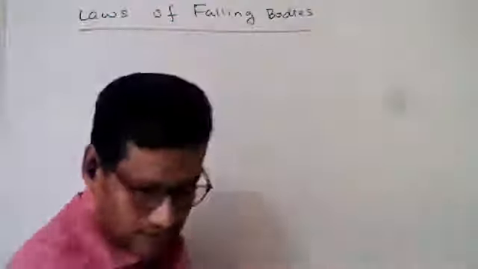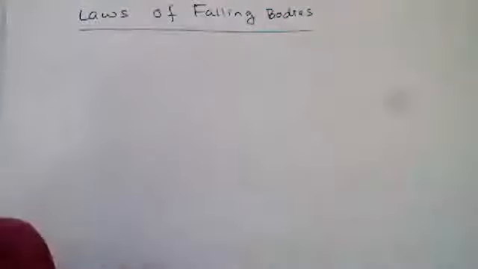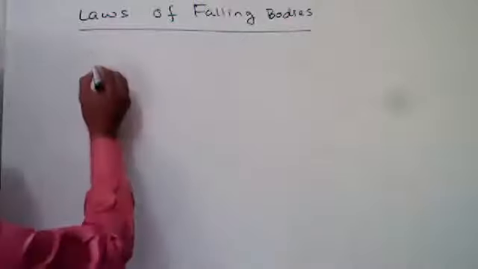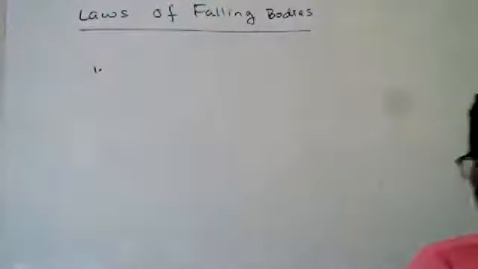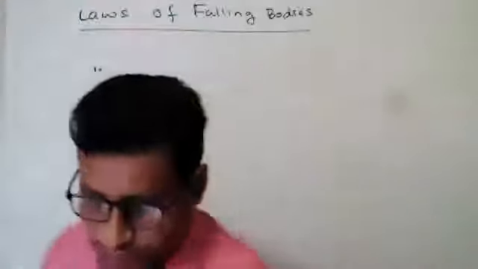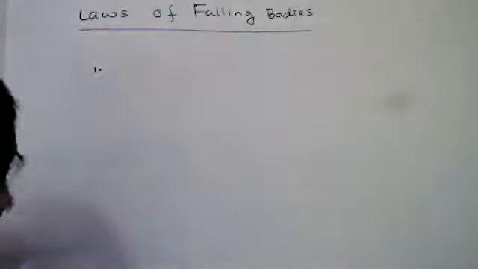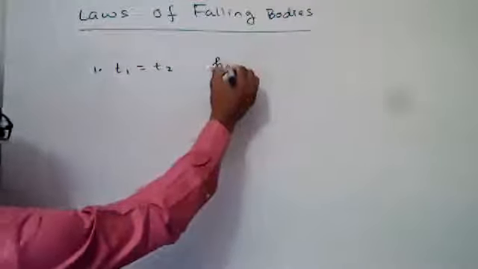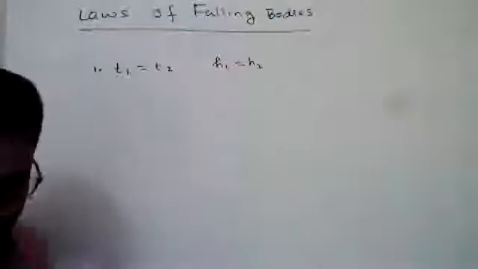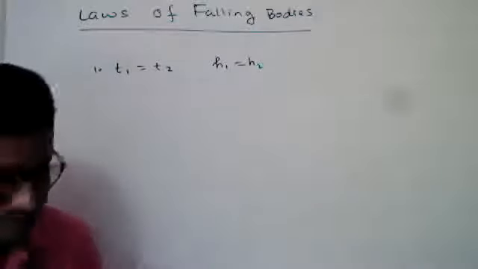Three laws are described for the falling body. First law: the traveling distance of a free falling body in equal time will be equal. Suppose T1 equals T2 and H1 equals H2. This is the first law for falling body.